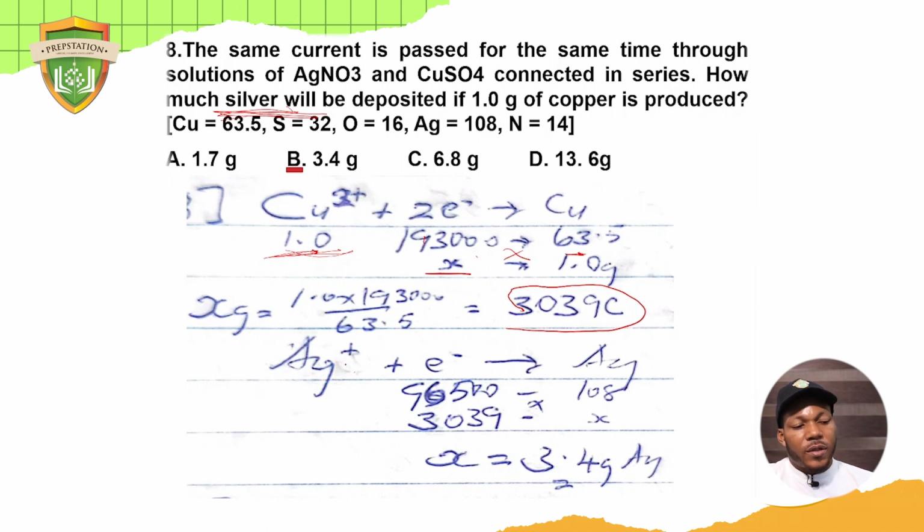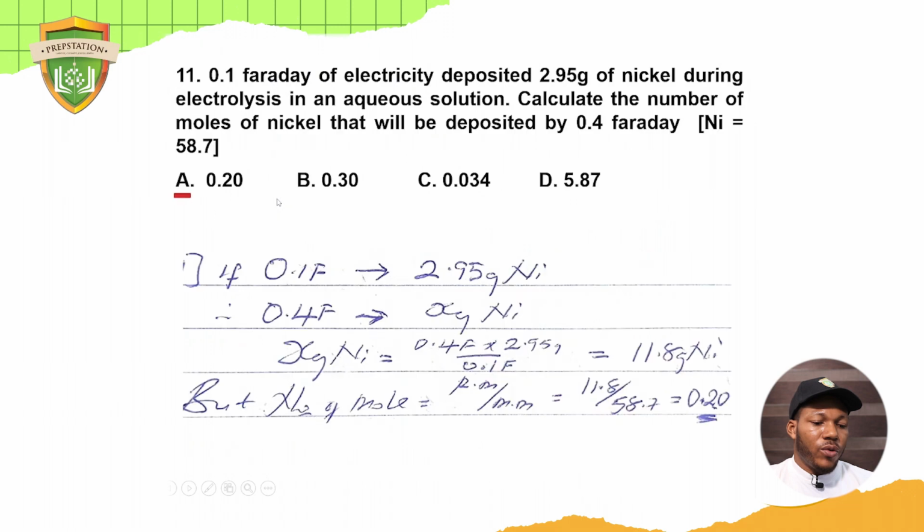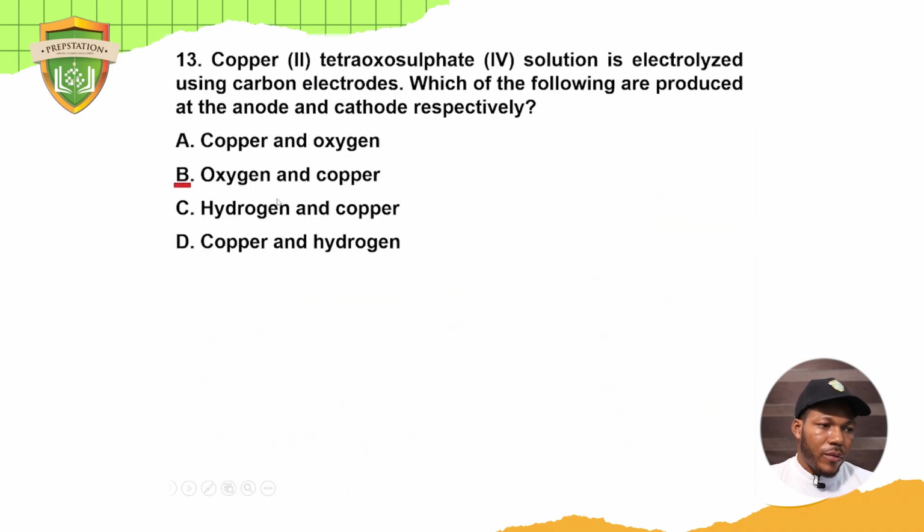Silver now loses or gains only 1 electron, which is 96500, and that will give us 10.8. So what will be the mass that this current of 3039 will produce? When you do your cross multiplication, you have 3.48 grams of silver. So the right option here is option B, after you've gone through the calculation.